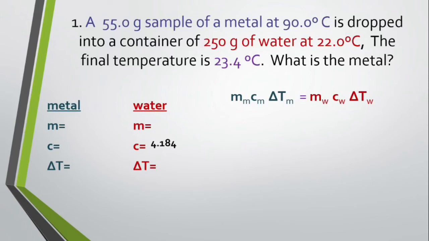Then it tells us the final temperature of that system. The water and the metal end up at 23.4 degrees Celsius. And then it wants us to use this information to identify the metal. So that means we're going to be looking for the specific heat of the metal, like that last problem that we did. Finding specific heat helps us identify the metal. So plugging those masses in here, we always know that the specific heat of water is 4.184.